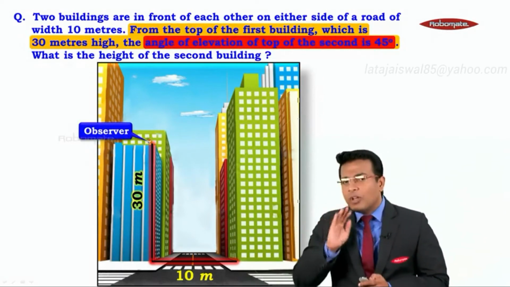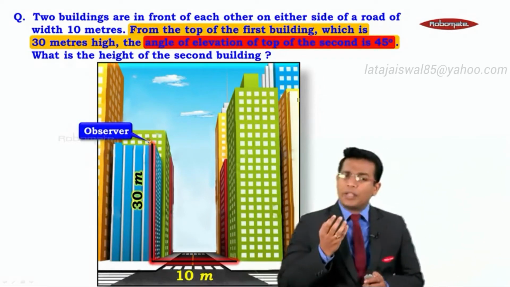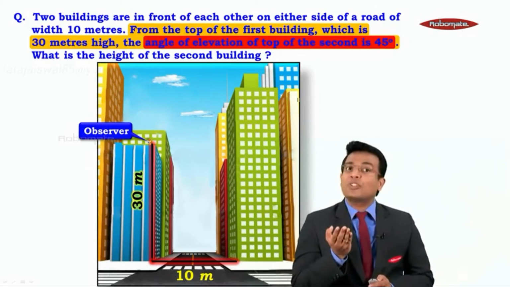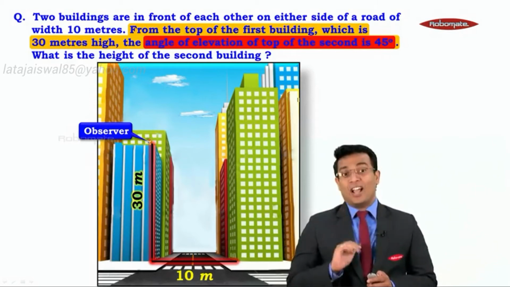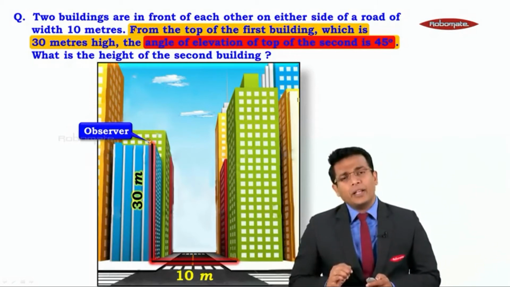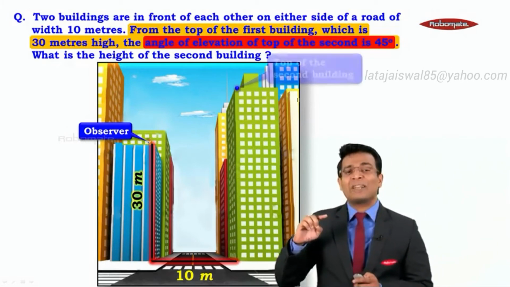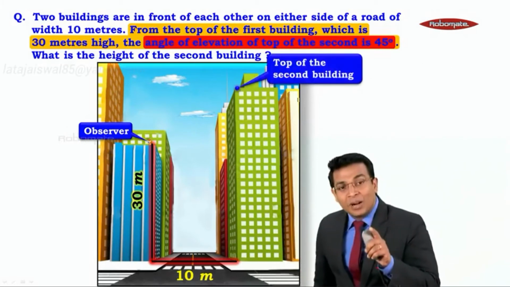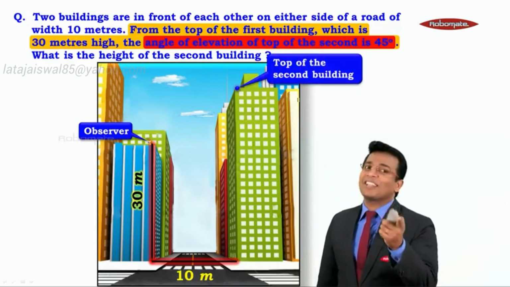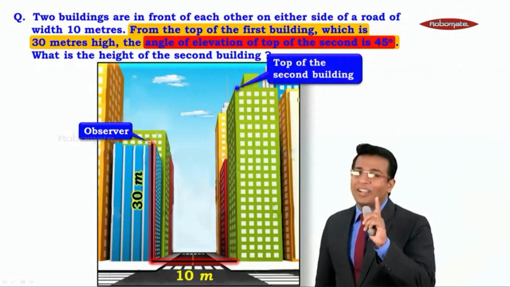So here is the observer. From here, what is he observing? He is making an angle of elevation. That means he is observing something at a higher level, higher than the horizontal line, right? Above the horizontal line. So what is he observing? He is observing the top of the second building. From this we come to know that the second building is bigger than the first building. Now this was the hidden point in the sum.